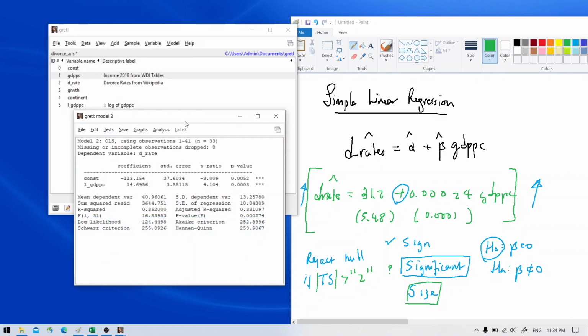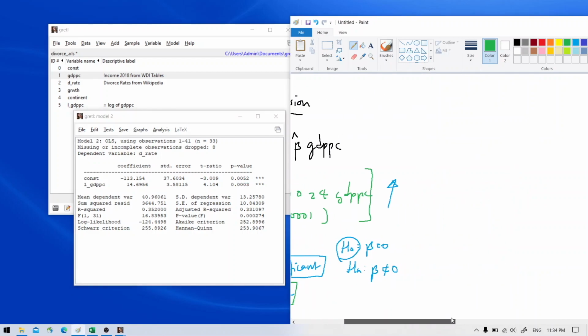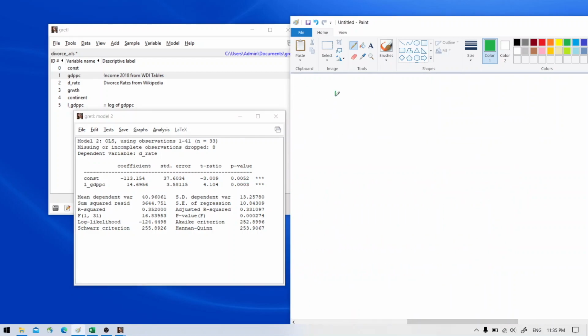This is what I have. Let's write it down and see what we get. You have the dependent variable, which is drate, is equal to the constant, -113.154, and beta is 14.7 times log of GDP per capita. Don't forget the hat here. You can put the standard errors here, 37.6, and the standard error of beta as 3.58. So the numbers here look a little bit more manageable.